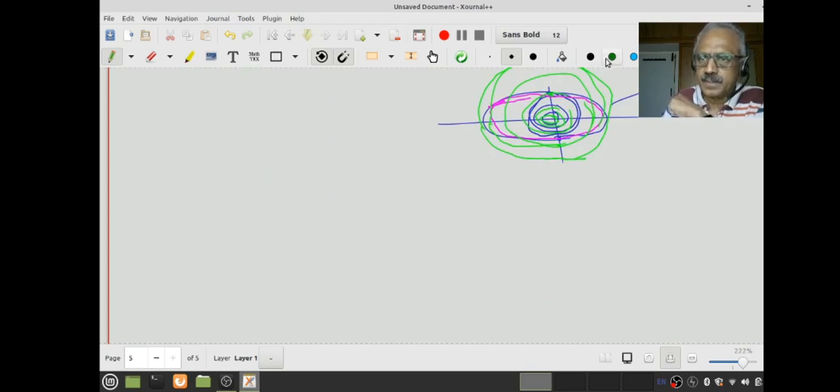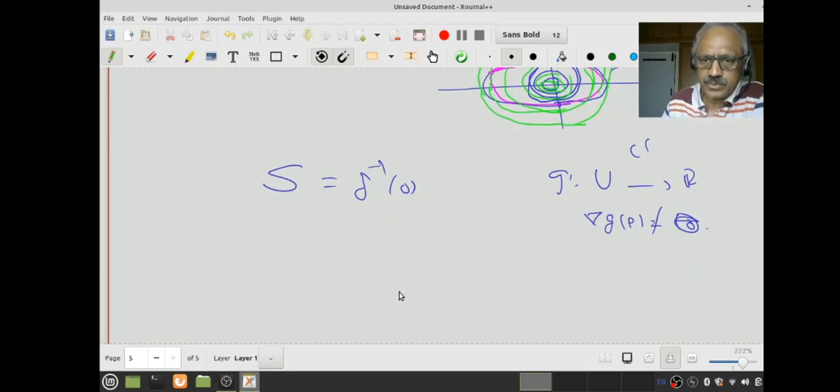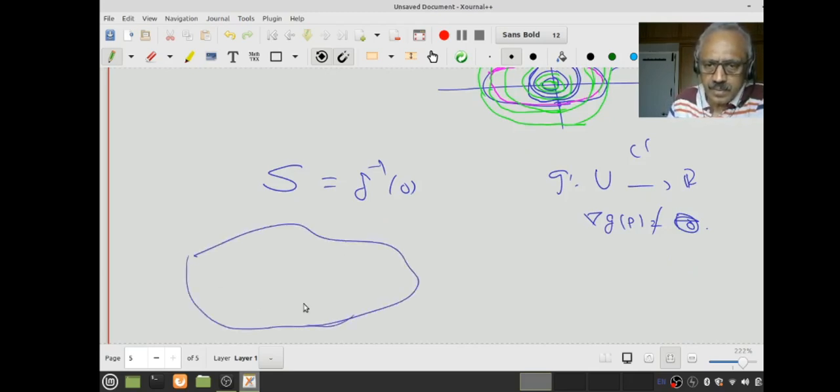Okay, fine. So why does the gradient come in? The gradient comes for a simple reason. Suppose S is g inverse of 0, where, as usual, g is a C1 function from U to R, and the gradient of g at the point p is non-zero. Let's assume all those things.